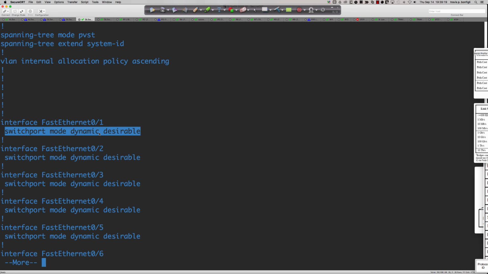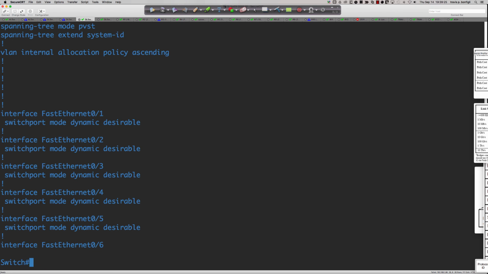But with the 3550s, the older switch, that is the default. And it was a security issue because you don't want someone to accidentally plug two switches together and then have desirable and desirable, and that will negotiate a trunk link. And you don't want that, right? We don't want that. So that's why Cisco switched it to dynamic auto.